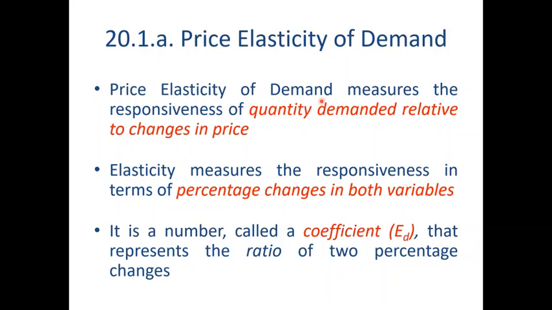We previously know from the law of demand that when the price increases, quantity demanded decreases and vice versa, but we don't know to what extent. Price elasticity of demand allows us to answer this question. It measures the responsiveness of quantity demanded relative to changes in price. This is measured using a coefficient ED, which refers to elasticity of demand. It's a number. It represents the ratio of the two percentage changes between quantity demanded and price.